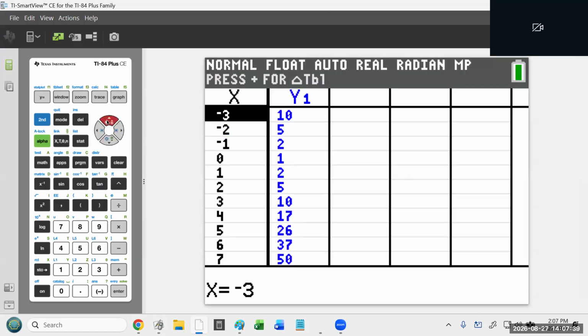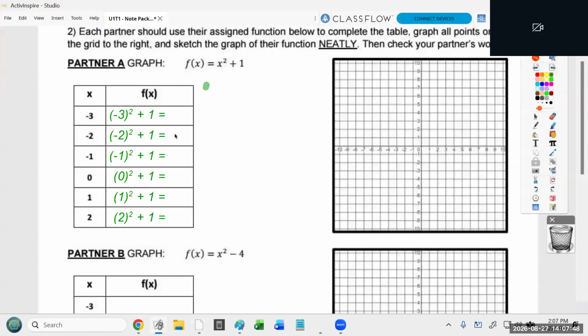Okay? So I'm going to start at -3. I'm going to copy the 10, the 5, the 2, the 1, the 2, and the 5. I'm going to copy those numbers. That way I can fill in this table. And now I'm ready to create the graph.